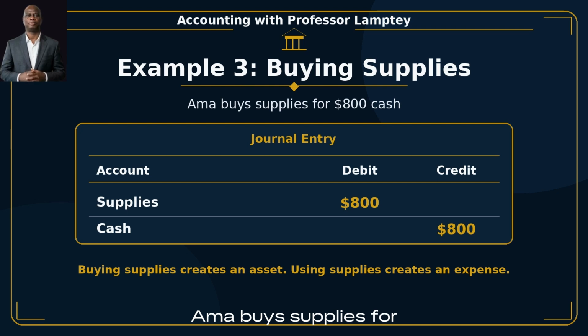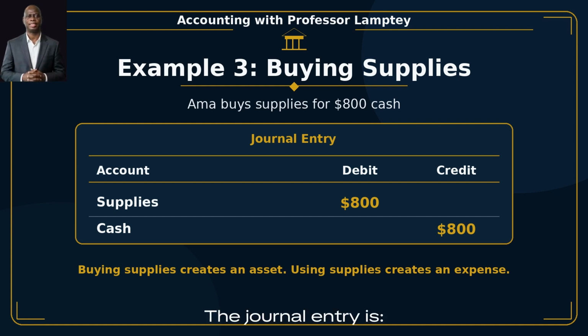Amma buys supplies for $800 cash. The accounts affected are supplies and cash. Supplies is an asset. Cash is also an asset. Supplies increase because the bakery now has more supplies. Cash decreases because the bakery paid cash. So we debit supplies and credit cash.